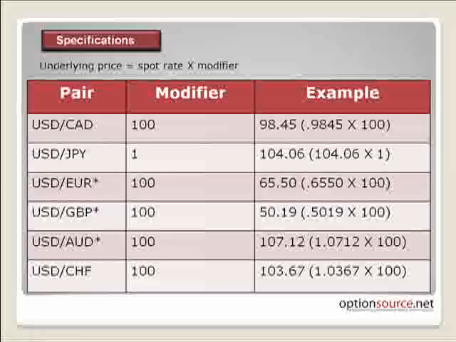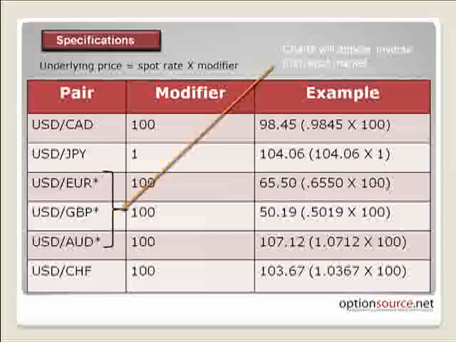The only pair value that is not multiplied by 100 is the US versus the Japanese yen. Please note that with the US versus the euro, the pound, and the Aussie dollar, the charts will appear inverse as the euro, the pound, and the Aussie dollar are all the base currencies for these particular pairs.